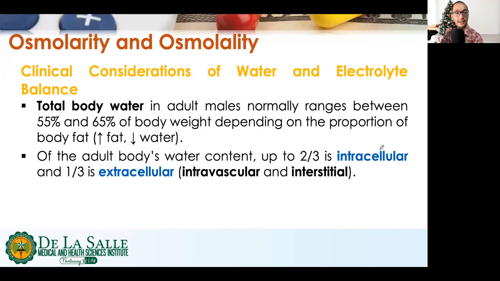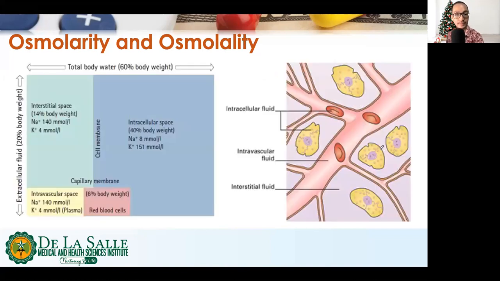And take note that of the adult's body water content, up to two-thirds is intracellular and one-third is extracellular. So extracellular fluids are those that are considered as intravascular, so meaning to say nasa blood vessels, and in between of the cells, or yung tinatawag nating interstitial fluid. And so these are just some of the diagrams to show you where those are.